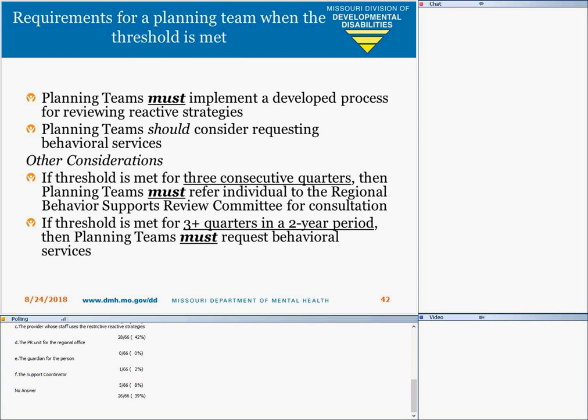So is behavioral services appropriate? Would that be a good thing to use? Is counseling necessary? Have we had a good medical review? All of these are the kinds of things that the team needs to go through and really give some critical consideration to.